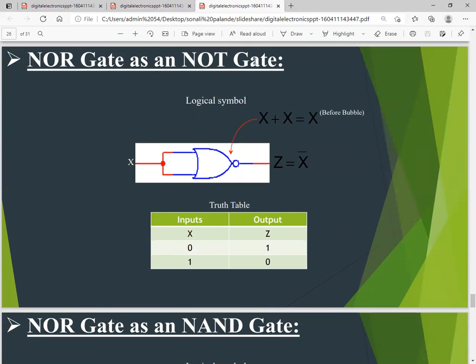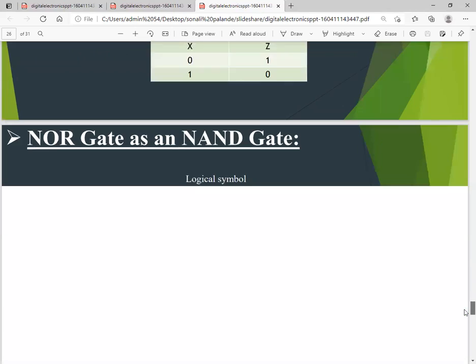So another gate is the NOR gate as a NOT gate. This is the NOR gate, and we combine these two inputs as one input. That is, only one x. If we take x equals 1, then we get z equals 0. And if we take x equals 0, then z equals 1. So this acts as an inverter, and this is the output of the NOT gate. So that's why this circuit is called the NOR gate as a NOT gate.